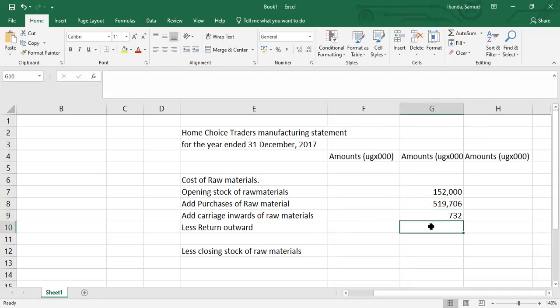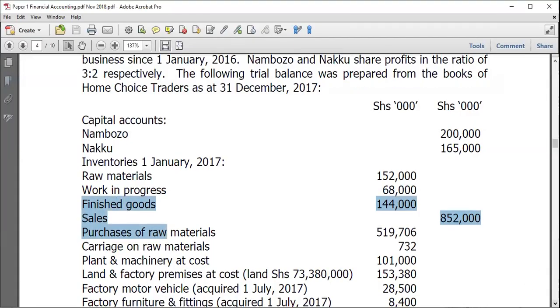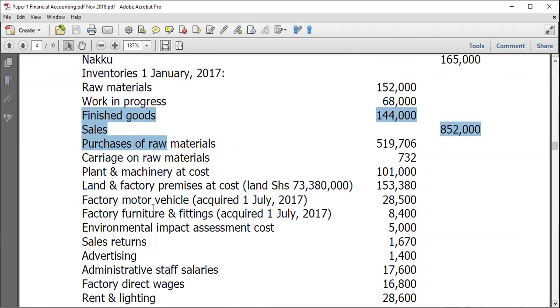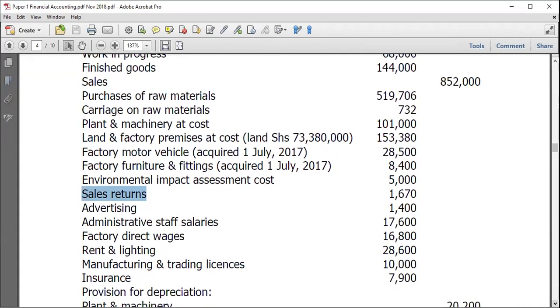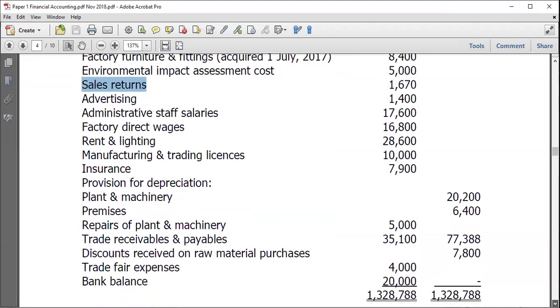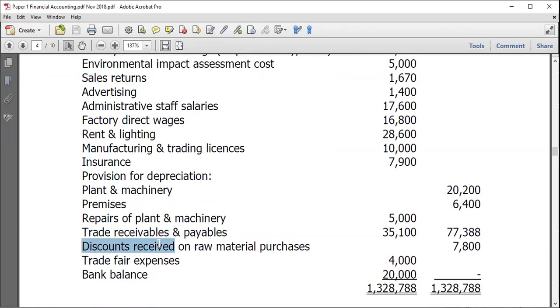Now, the next thing that I'll look at as well, right here, is to see, do I have anything to do with, let's say, maybe returns or discounts. So let's try to see if there are any returns. Down, we only have sales returns here. Let's go down. We don't see anything. We have something here, which is discounts on raw material purchased.